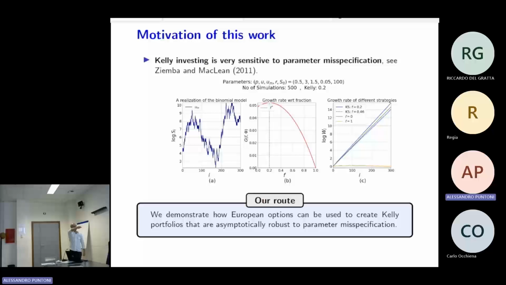What is our route in this way? Let's see the Kelly solution in a market of stock and bond. The idea is that if we also use options, the derivative contracts that I'm going to show you in a while, we want to create a strategy that is robust to estimation risk.